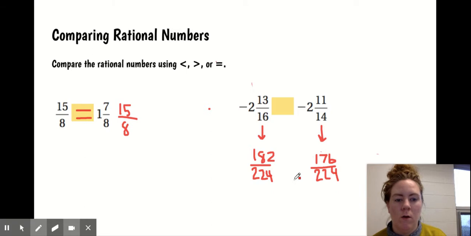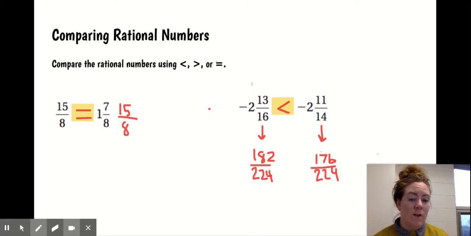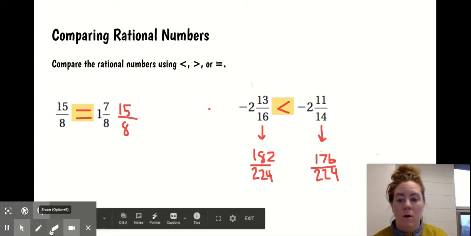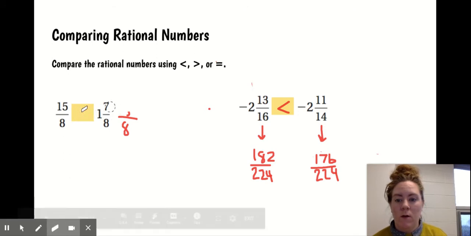Which one's bigger? Well, remember they're both negative numbers, so which one's closer to 0? It would actually be this one, 176. If you want to turn that into a decimal, if you want to convert it to new fractions with a common denominator, either is fine. Alrighty, we're going to erase again because I've got more info on the next page.